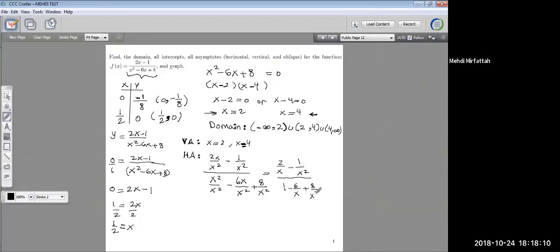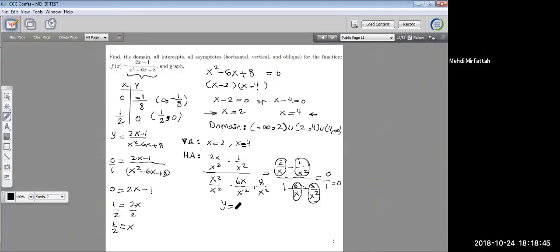As x gets larger and larger, 2 over x would be almost 0, 1 over x squared would be almost 0, 6 over x would be almost 0, and 8 over x squared would be almost 0. So this whole thing would be equal to 0 over 1, which is 0. Therefore, my horizontal asymptote would be y is equal to 0.